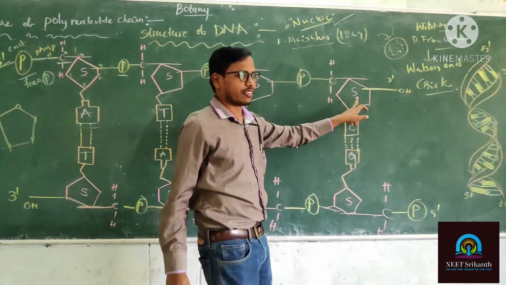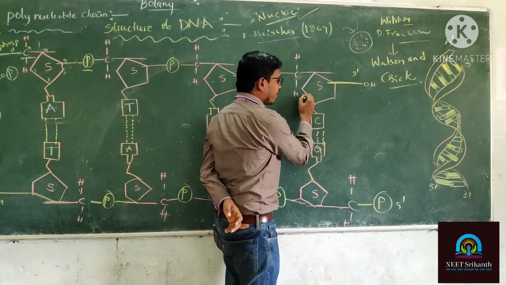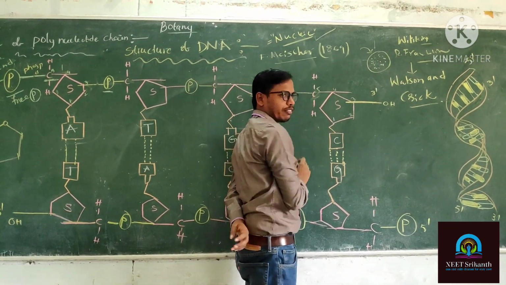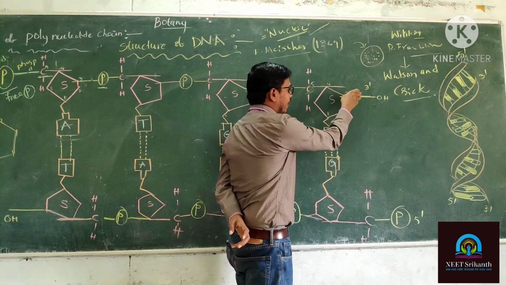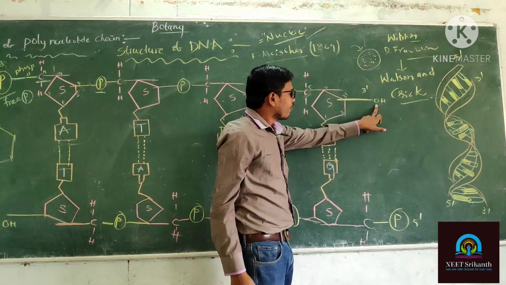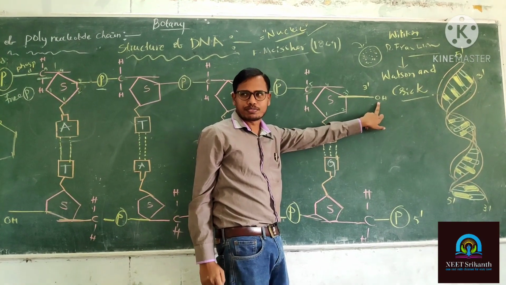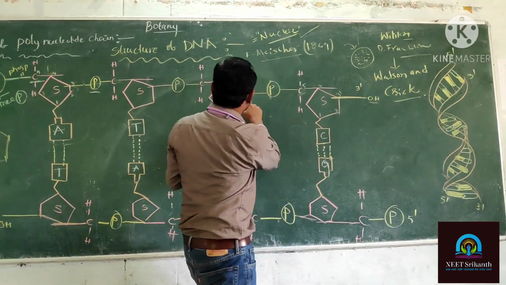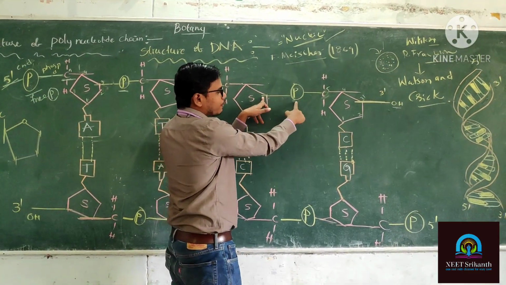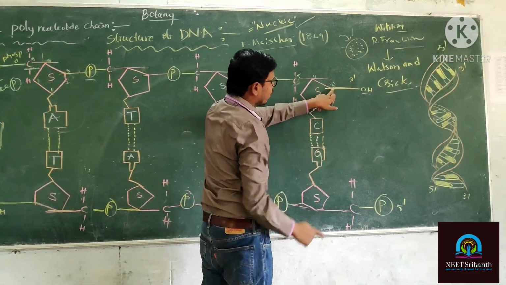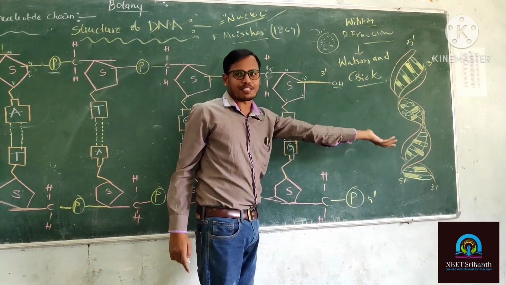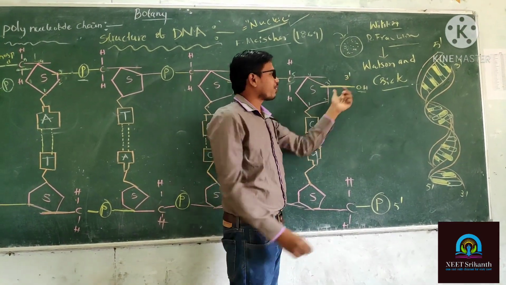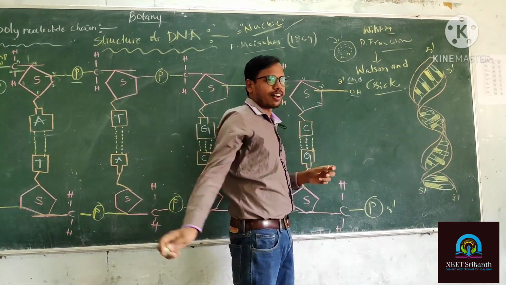Okay. Now you can observe this side. Here the pentose sugar is there, with carbon numbers 1, 2, 3, 4, 5. At the position of the 3rd carbon, a free hydroxyl group is there. The OH group at the 3rd carbon is available for binding with a phosphate, but it does not bind with another phosphate or another nucleotide. A free OH group is there at the 3rd position. That's why it is called the 3 prime end.